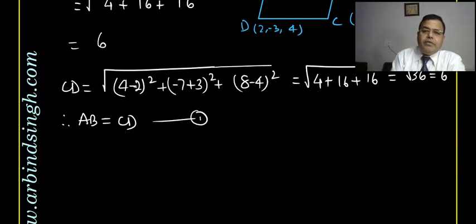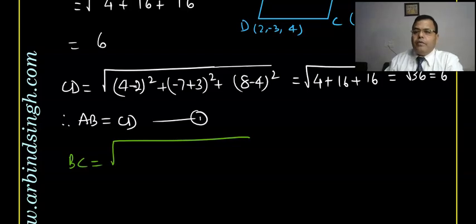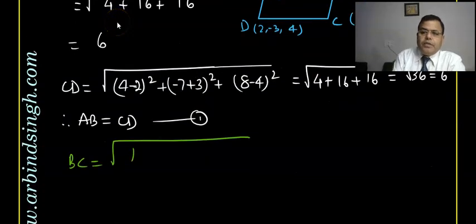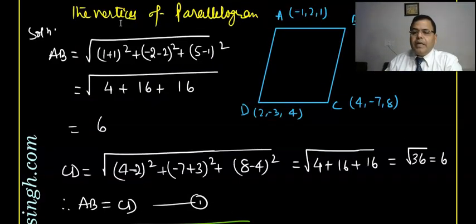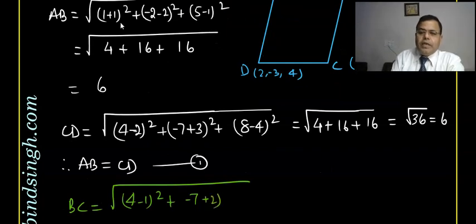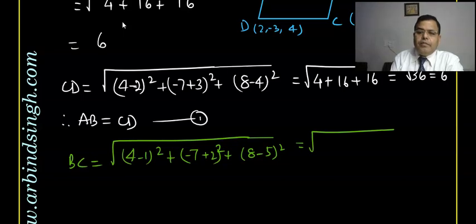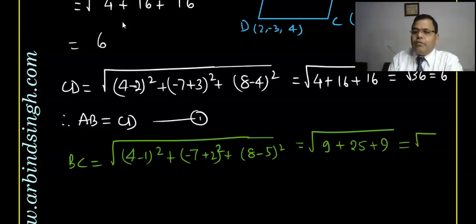And now BC and AD. BC is equal to the square root of 4 minus 1 whole square, plus minus 7 minus minus 2, that is plus 2 whole square, and 8 minus 5 whole square. That is 4 minus 1, 3 whole square is 9, minus 7 plus 2, that is minus 5 whole square is 25, 8 minus 5 is 3, 3 whole square is 9, 9 plus 25 is the square root of 43.